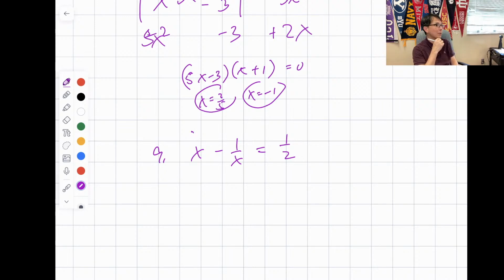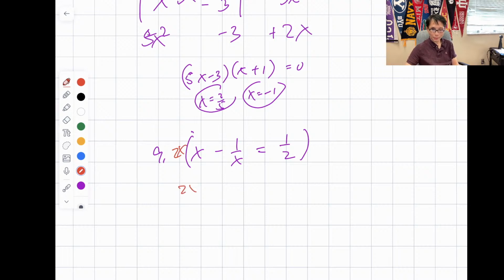Okay, so a lot of times people see x in the denominator and it's very scary. Learn how to think about things. You can get rid of the fraction. How do you get rid of the fraction? Multiply everything by what? You want to get rid of both at the same time.